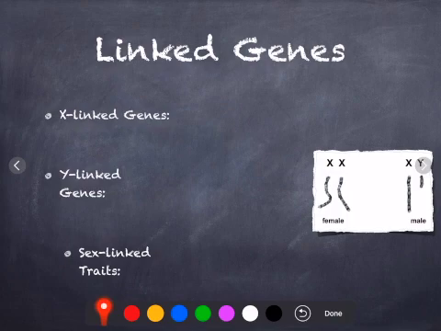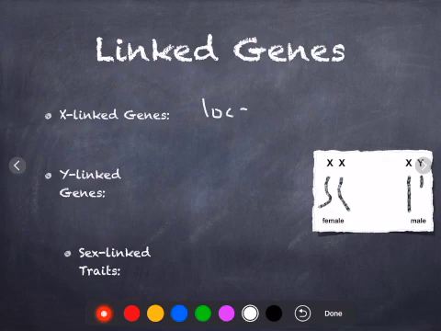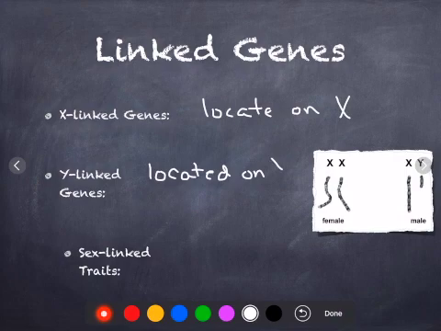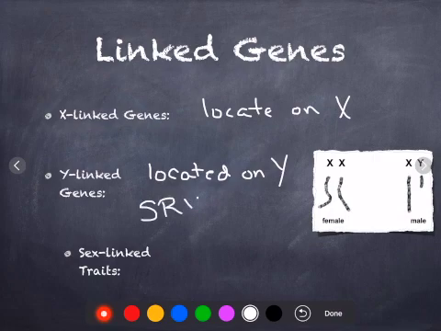Now, next we want to talk about our linked genes. Linked genes are just saying where the genes are placed. The only special ones that we usually talk about, because when they're on 1 through 22 we just say autosomal, are X-linked, which are located on the X chromosome, or Y-linked, which are located on the Y. The Y really doesn't have anything on it. The only thing on there is that SRY gene for males.